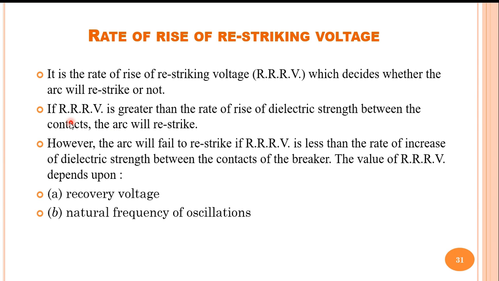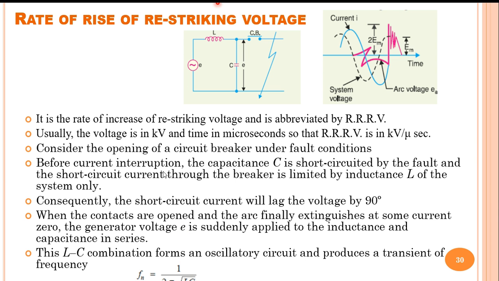If RRRV is greater than the rate of rise of dielectric strength between the contacts, the arc will restrike. However, if the RRRV is less than the rate of rise of dielectric strength, then the arc will fail to restrike. So the RRRV mainly depends on the recovery voltage and the natural frequency of oscillation of this LC circuit, 1 by 2 pi root LC.